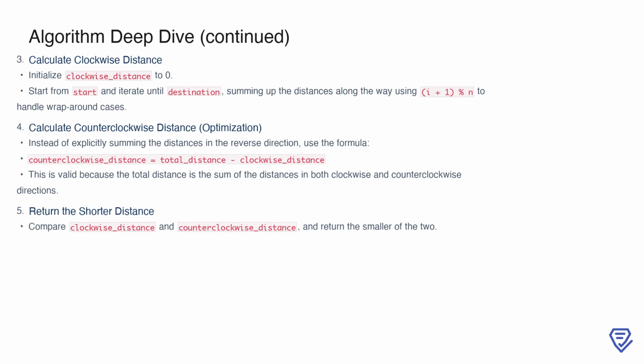To calculate the clockwise distance, we initialize a variable, clockwise_distance, to 0. Starting at the start stop, we iterate through the stops until we reach the destination, summing up the distances along the way.